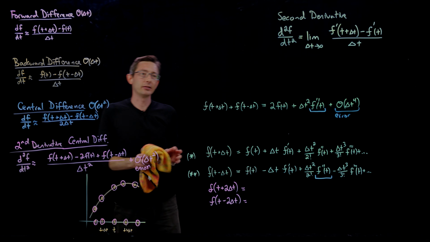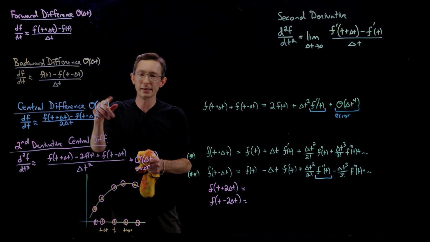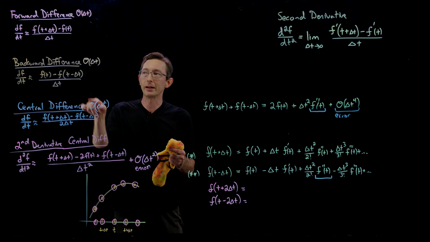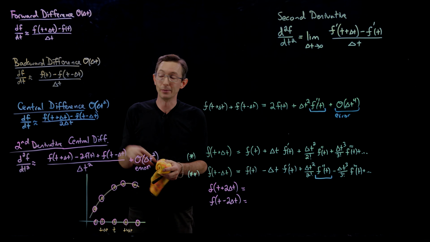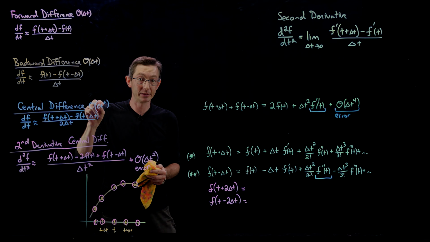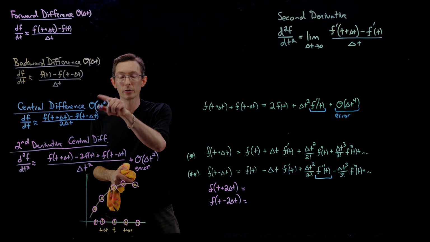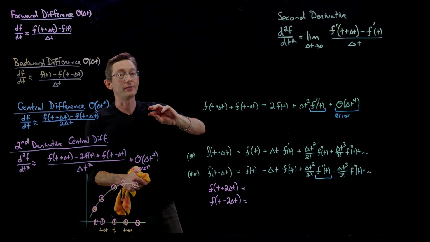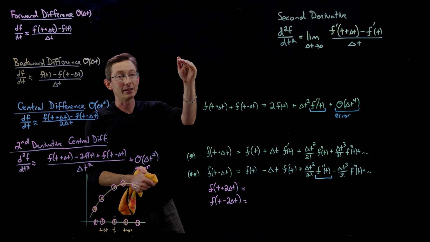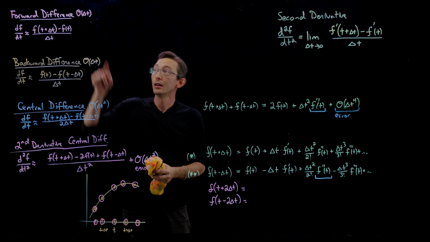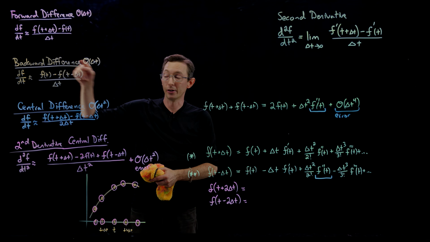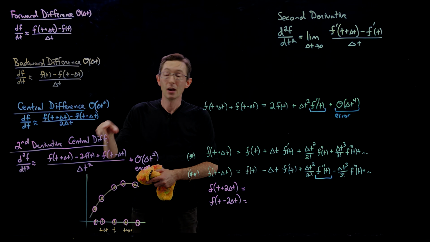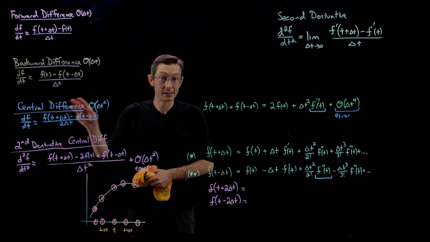And I always like to think about this: why would I not always use a central difference scheme? It's obviously better than my forward and backwards difference schemes. It has better accuracy scaling in delta t. Central difference has order delta t squared accuracy, which means if I make delta t 10 times smaller, these only get 10 times more accurate, but this one gets 100 times more accurate. So why wouldn't I always use this scheme?